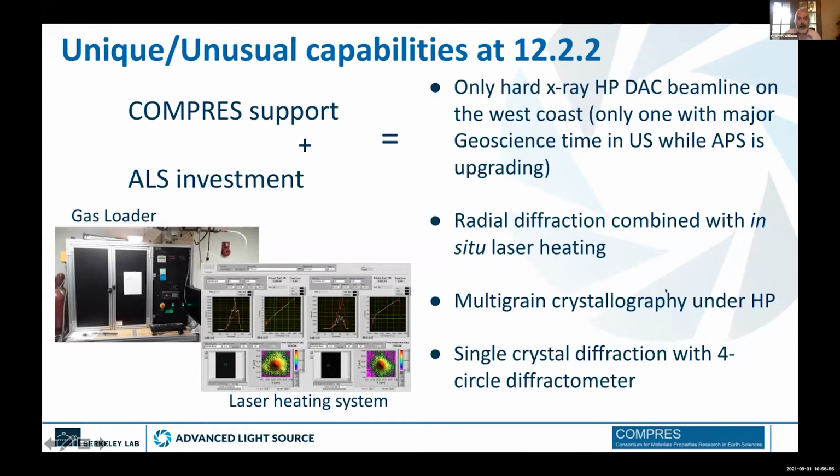We also do multi-grain crystallography under high pressures. And in addition to the standard powder diffraction, we also do single crystal diffraction under pressure as well. And we have, of course, gas loaders, laser heating systems, and the standard base level of capabilities.